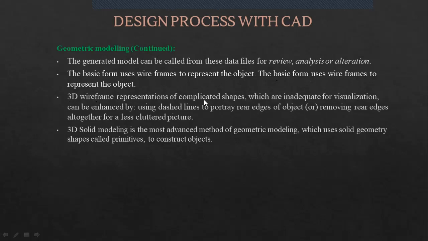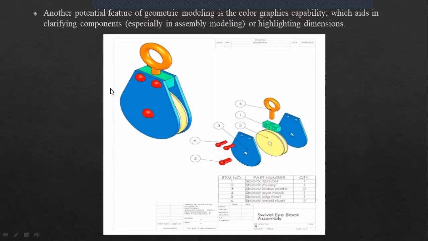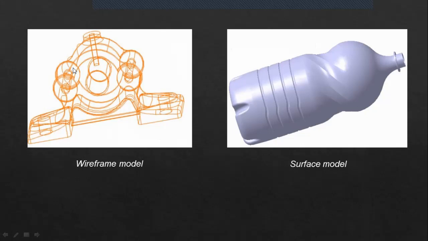3D wireframe representations of complicated shapes which are inadequate for visualization can be enhanced by using dashed lines to portray rear edges of the object, or removing rear edges altogether for a less cluttered picture. You see, as I said, there are even lines which are actually at the back of this component. So if you want to enhance the visualization, what can be done is you can eliminate the rear edges, right? That will not be shown.